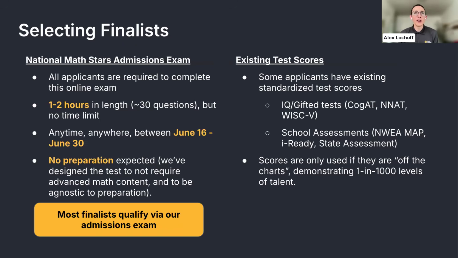This exam takes between 1 and 2 hours. It's 30 questions in total, but has no official time limit. We're not trying to gauge your student's speed or your child's speed. We want to understand how they think and reason through problems. This exam will be sent out to all applicants on June 16th, and you'll have approximately 2 weeks to get it completed. It can be completed at any point during that testing window. So this is not preset testing slots. Anytime in the testing window, you can get that 1 to 2 hour test completed.